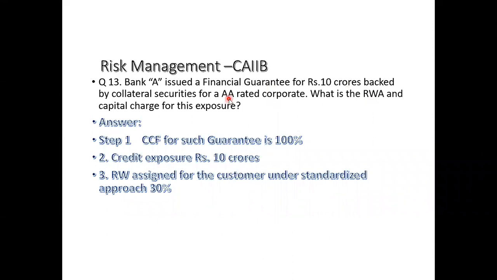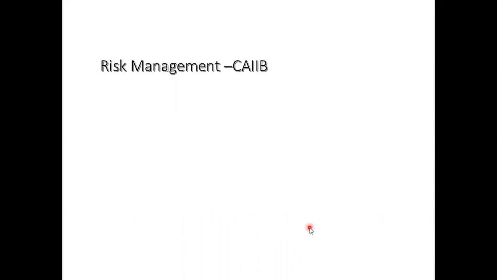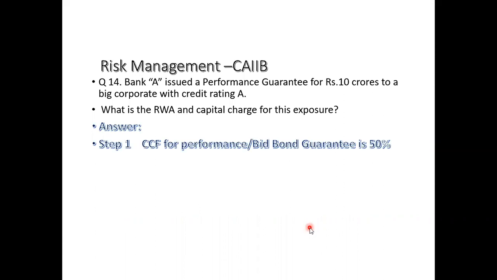Again, the risk category is WA. WA means 30%. So 10 crore will become 3 crores. And the capital is 3 crore at 9%, which is 27 lakhs. Okay, example 14. Now performance guarantee.